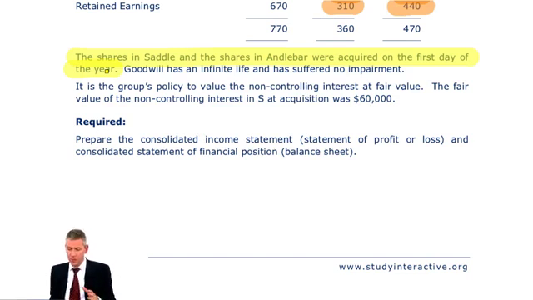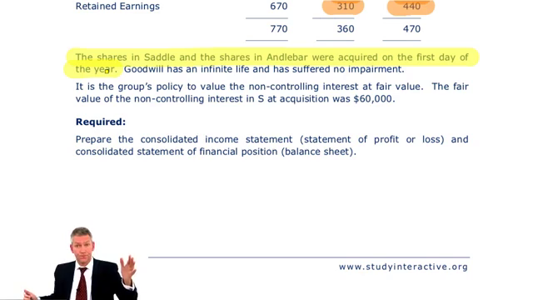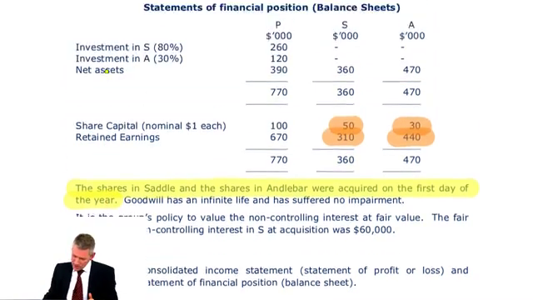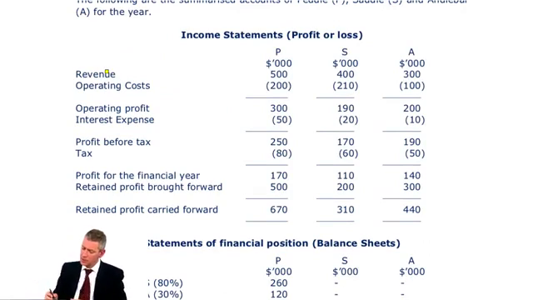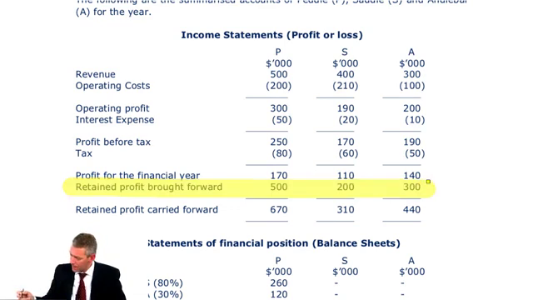Almost always acquisitions take place on the first day of the year, the first day of the current year. If not, they tend to be the first day of the year before, but usually the first day of the current year. Okay. Now that is good news because it avoids time apportionment, but it means that you need to know this trick. Can you see this line of retained profit brought forward here? I'll highlight something actually in orange first and talk about that.